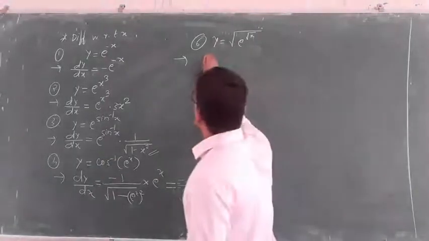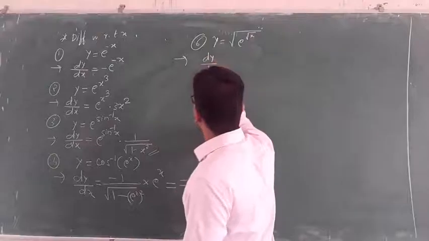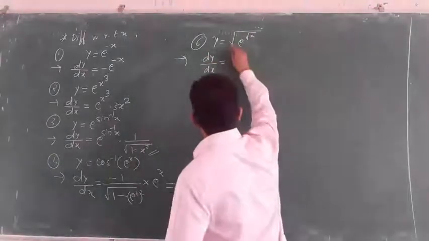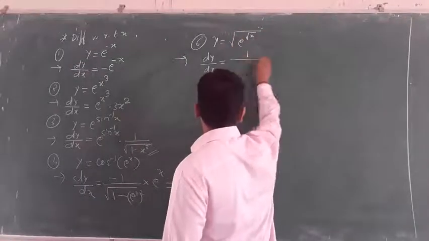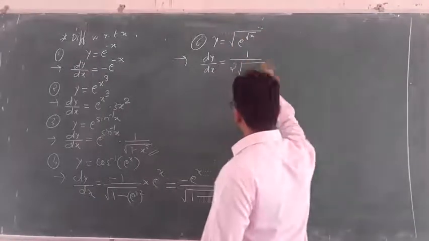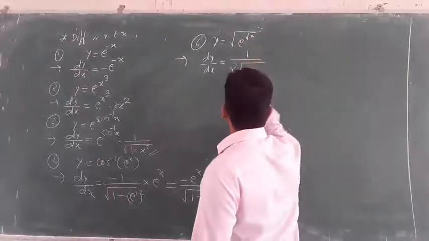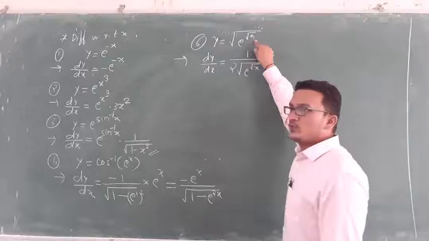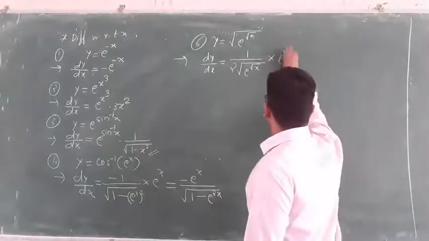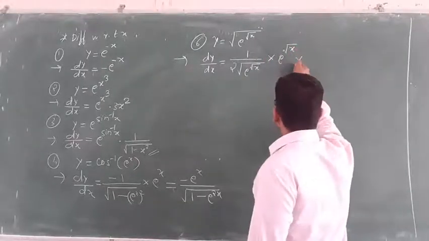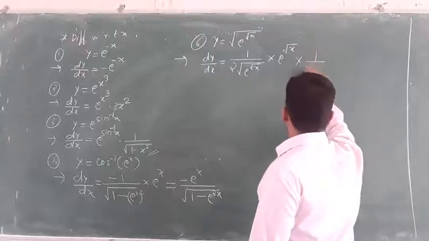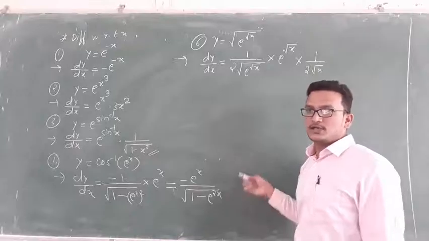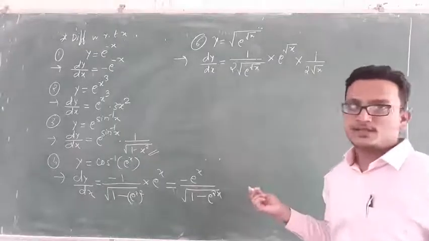Okay, so y derivative is dy by dx, which is equal to, now first we take the derivative of root. Root x derivative is what? 1 upon 2 root x, but x is inside function, e to the power root x into, now e to the power root x derivative is e to the power root x into root x derivative is 1 upon 2 root x. This is the derivative. If you want to simplify, you can simplify it.